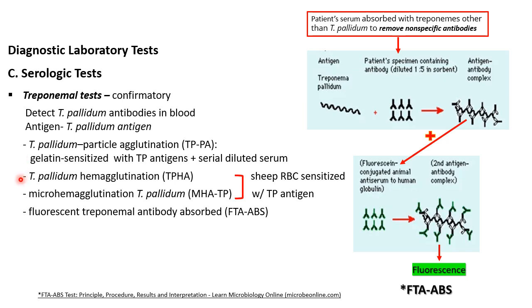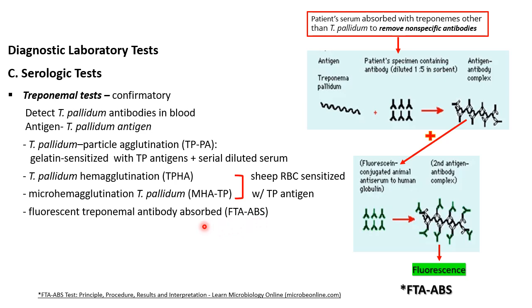Another test is the Treponema pallidum hemagglutination, or TPHA, and the microhemagglutination Treponema pallidum, or the MHA-TP, both of which use sheep red blood cells sensitized with the Treponema pallidum antigen. Another test is the fluorescent treponemal antibody absorbed, or the FTA-ABS.